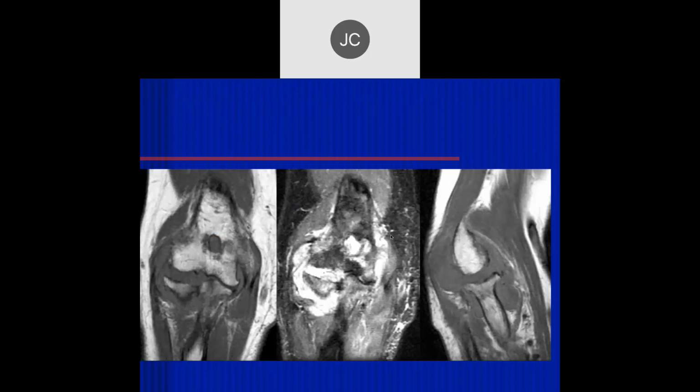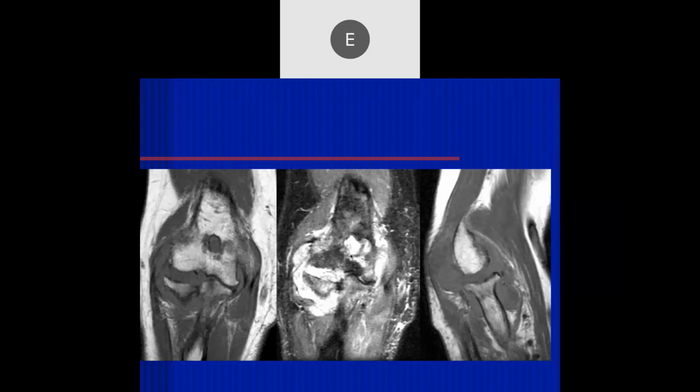Okay, so here, we see a joint effusion, erosive changes throughout the joint. So we're just seeing more and more progressive disease.